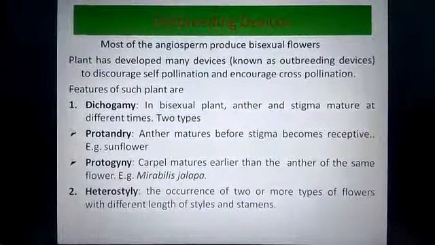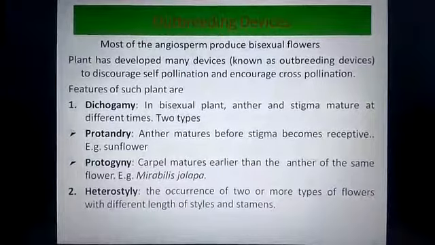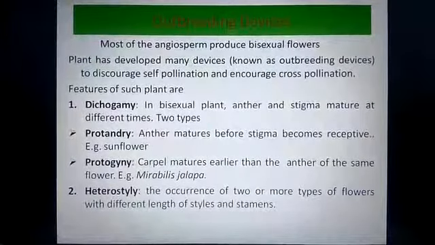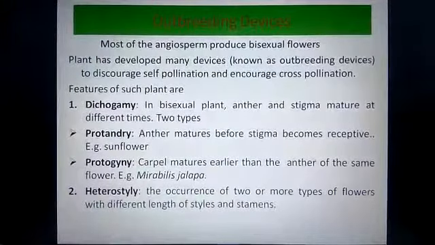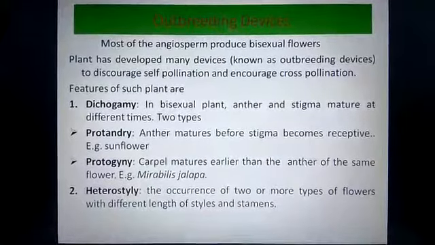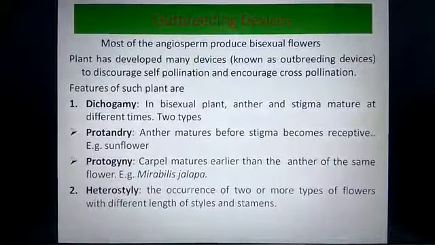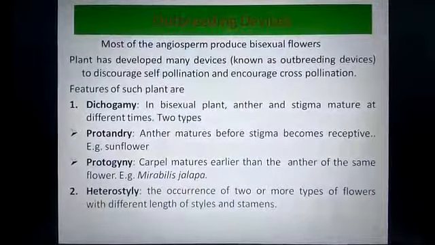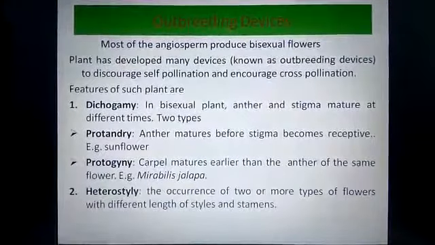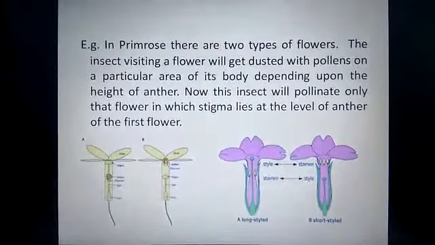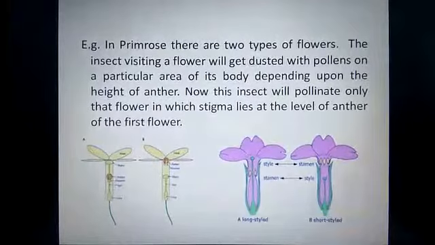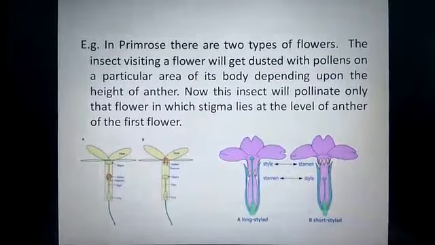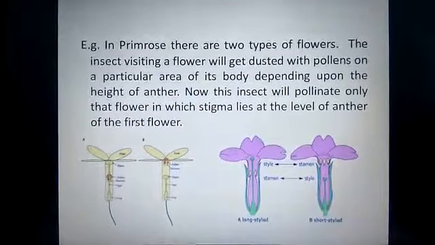The second outbreeding device produced by plants is heterostyly. It is the occurrence of two or more types of flowers, with different lengths of style and stamen, in one plant. Now let's take an example. Primrose. In primrose, one primrose plant will produce two types of flowers.